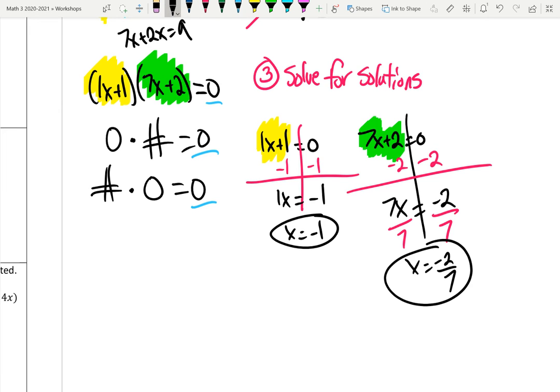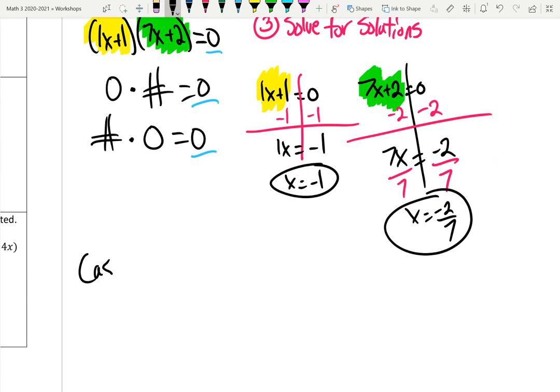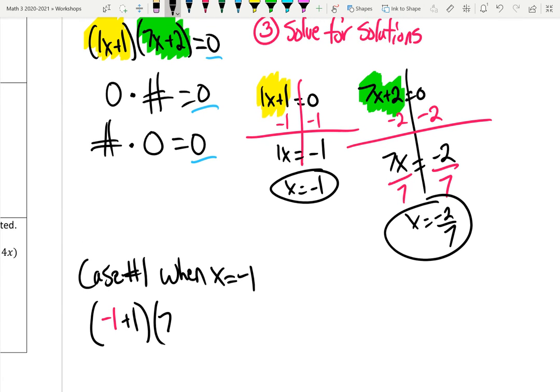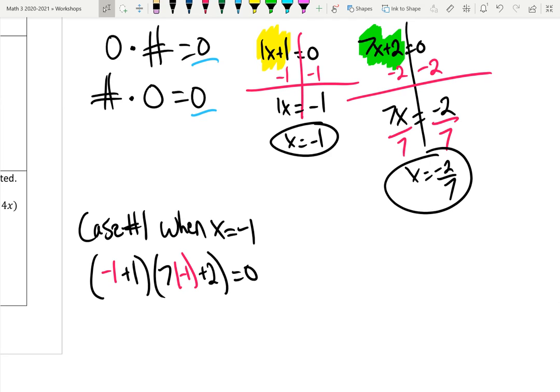Are these solutions valid? Case number 1. What happens when x is -1? I'm going to go ahead and plug it in. I have -1 plus 1 times 7 times -1 plus 2 equals 0. I'm going to go ahead and solve. -1 and 1 make 0 times -7 plus 2.